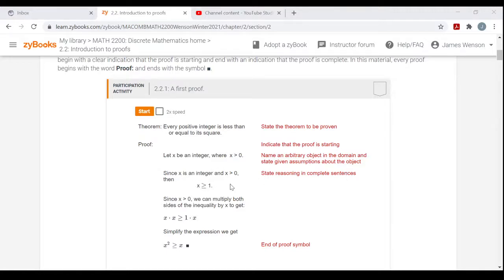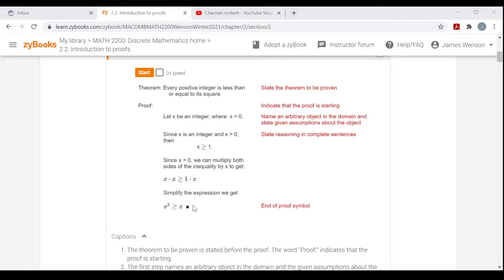So through the reasoning, right, with proof. Now I think they should have, at the end here, also stated what they were trying to show. They say, hey, look, therefore every positive integer is less than or equal to its square. Right, like I did. But they ended here and they say, oh, you can clearly see that the theorem is true. That's what we were trying to show. And then you see the little box there, the little filled-in square. That's the end of proof symbol.